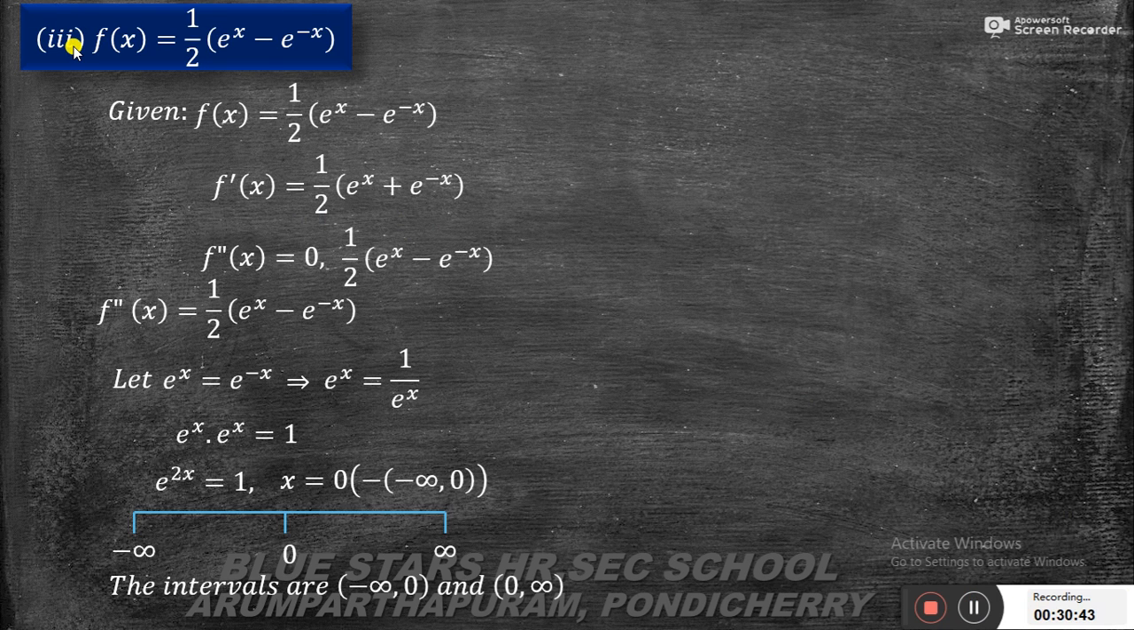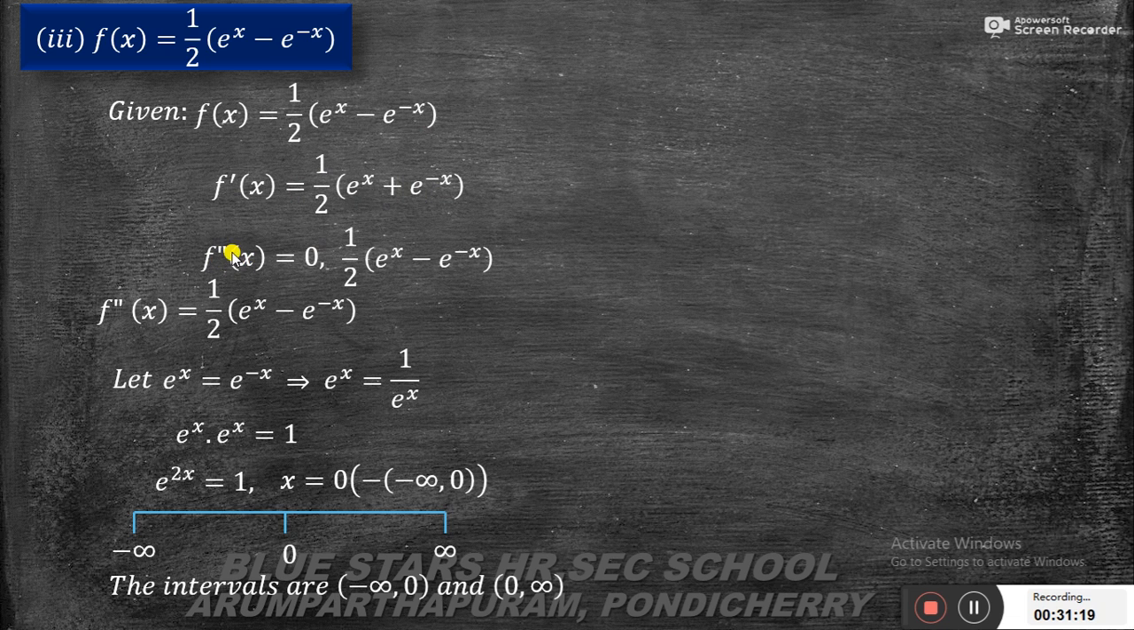Third subdivision, first problem: f of x equals 1 by 2 times (e power x minus e power minus x). Given this, now you take the differentiation. So f dash of x equals 1 by 2 times, you differentiate e power x, so e power x, minus in the middle. Next, the differentiation of e power minus x is minus e power minus x. Already there is a minus in the middle, so minus into minus gives plus e power minus x. Therefore f dash of x equals 1 by 2 times (e power x plus e power minus x).